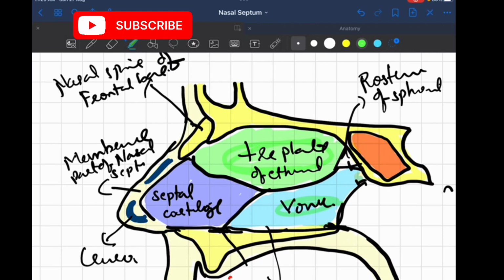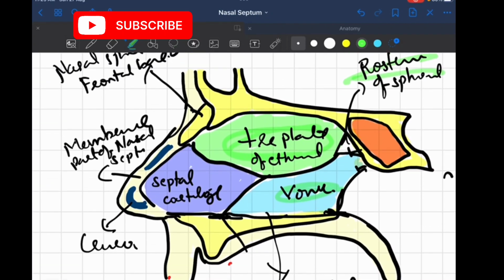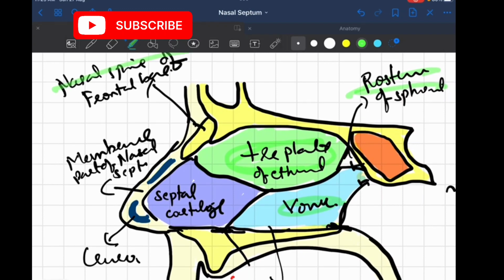Now we will quickly revise. The septum of the nose is made up of three parts: columella, membranous, and septum proper. Septum proper is further cartilaginous and bony. Cartilaginous is by septal cartilage; bony is by the perpendicular plate of ethmoid, vomer, rostrum of sphenoid, nasal crest of maxilla and palatine, and nasal spine of frontal bone.